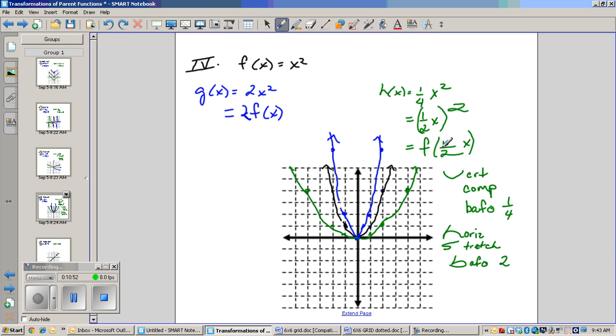It's the opposite of what you see. We didn't multiply the x's by 2. We multiplied the x's by 1/2. We multiplied the x's by 2, which is the same thing as dividing the x's by 1/2. Multiplied the x's by 2.